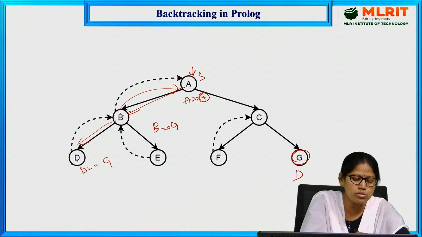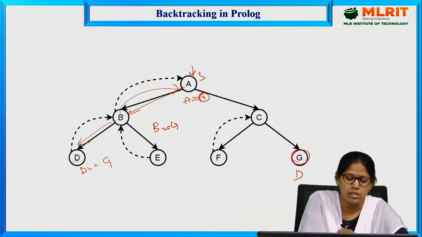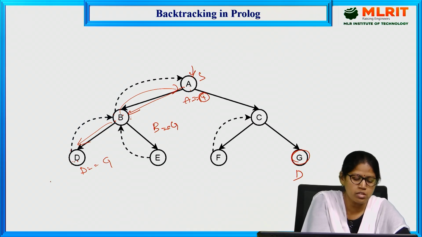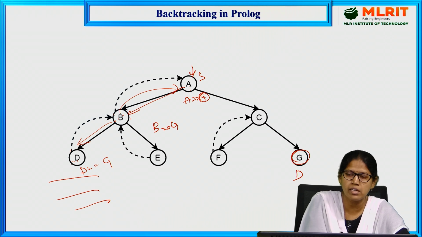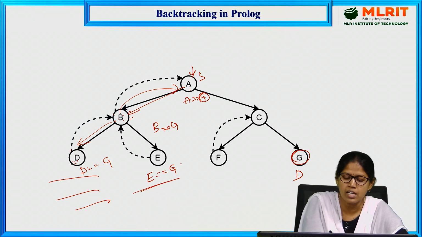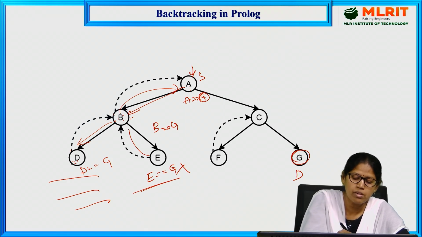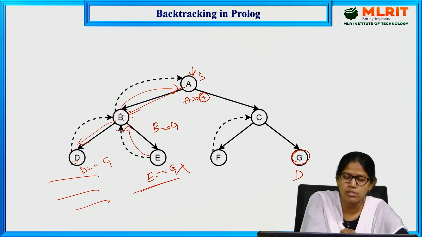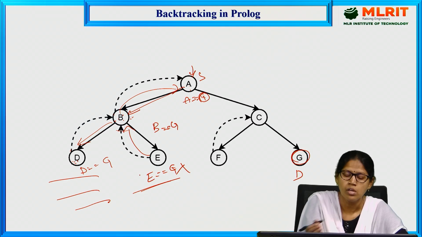Then it backtracks from D to B, because there are no other nodes here to find G. It goes to the next node of B. What is the next node? E. Again it compares E with the destination node G. No, it is not G. Then again it backtracks and searches for another node of B. There are no nodes left to search for G.